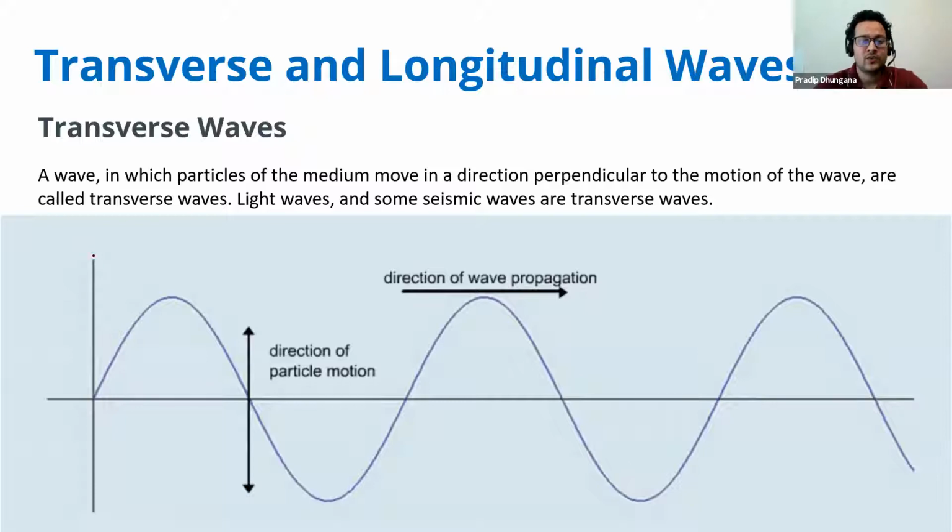A wave in which particles of the medium move in a direction perpendicular to the motion of the wave is called a transverse wave. So here we can see that the wave is moving in this direction, the direction of propagation of the wave, and the particle is moving up and down. So this is the direction of particle motion, and they are perpendicular to each other. That kind of wave is called a transverse wave. Some examples of transverse waves are light waves, and some seismic waves are transverse waves.